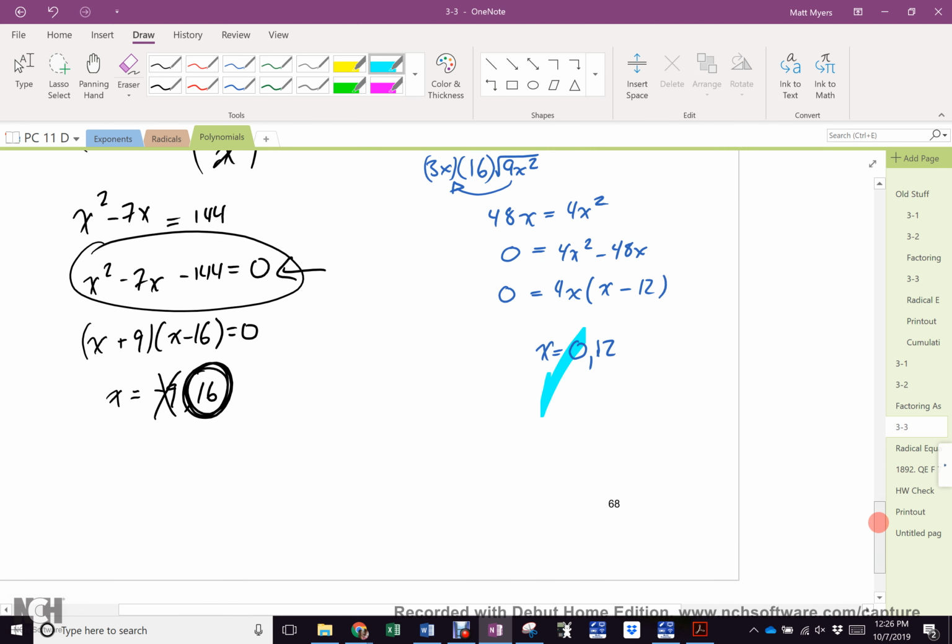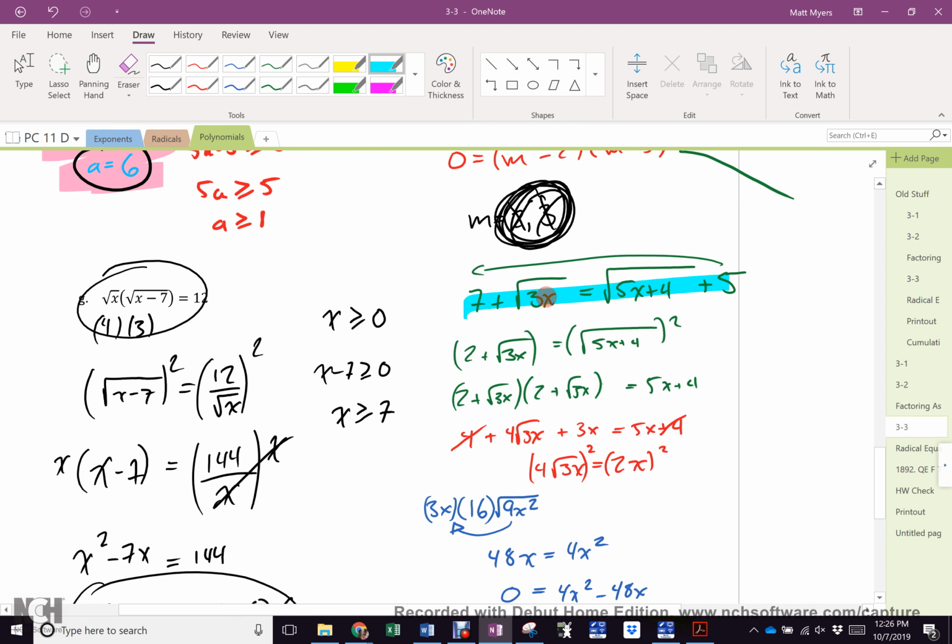What about 12? What's 3 times 12? What's the square root of 36? What's 7 plus 6? 13. Everybody cool? What's 5 times 12? Plus 4? Square root of 64? 8 plus 5? Does 13 equal 13? So we have 2 answers, yes?